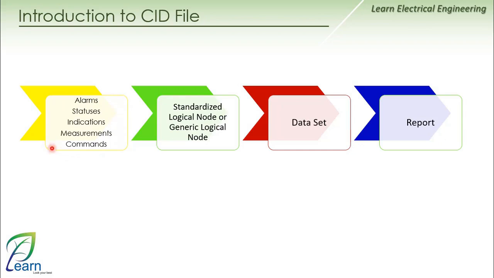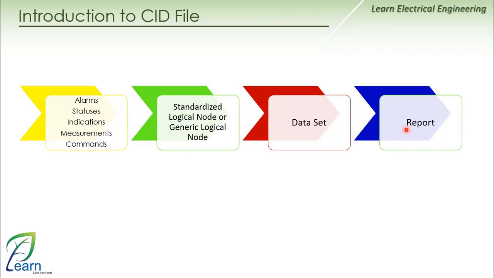So all these messages I will call from the relay in the form of one of two things, either a standardized logical node or a generic logical node. Very nice, okay? I take the standardized logical node or the generic logical node and place it inside something we call the dataset. Then after that, I link this dataset to a number of reports depending on the number of servers to which I want to send this data in your station. It could be 4, 5, 6, depending on what you have.